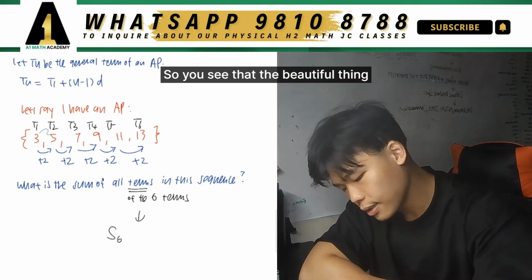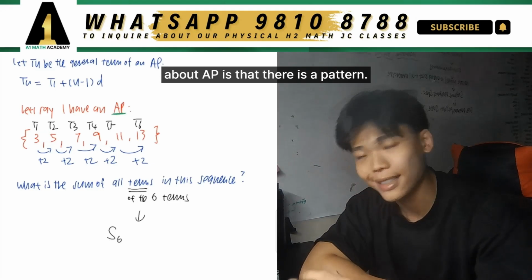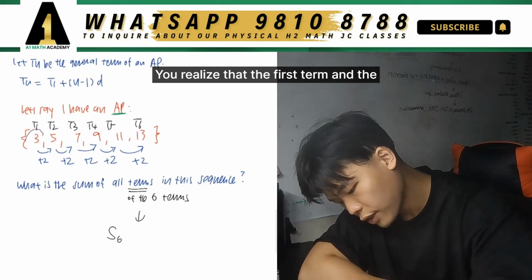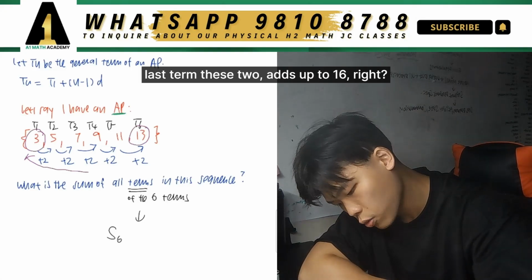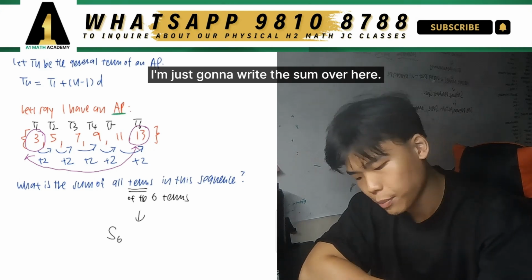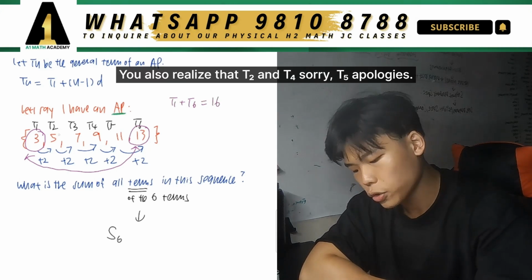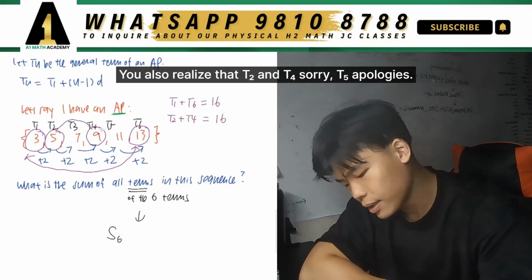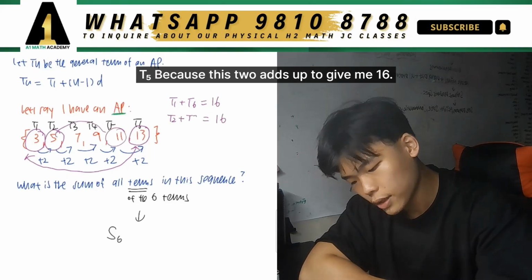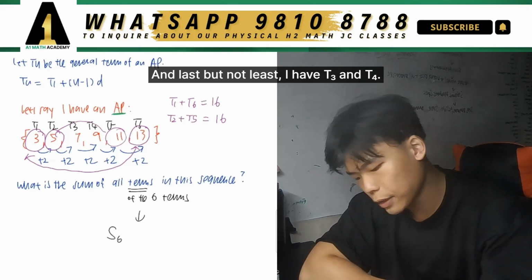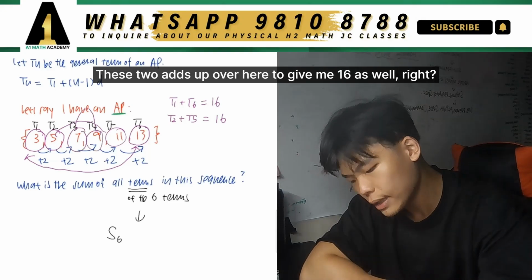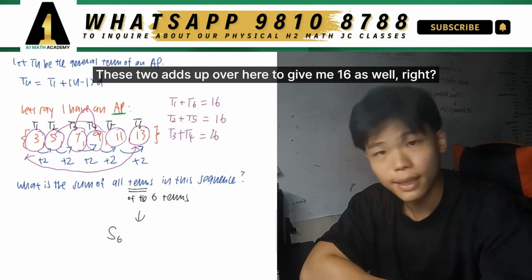You see that the beautiful thing about AP is that there is a pattern. You realize that the first term and the last term add up to 16. I'm just going to write this out over here: T1 plus T6 gives me 16. You also realize that T2 and T5, apologies, T5 here, these two add up to give me 16. And last but not least, I have T3 and T4. These two add up to give me 16 as well.